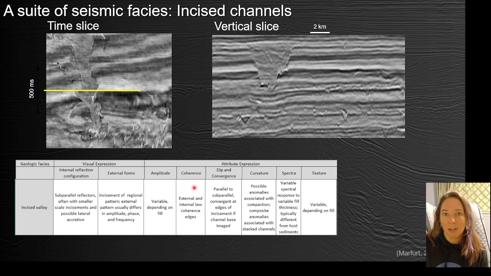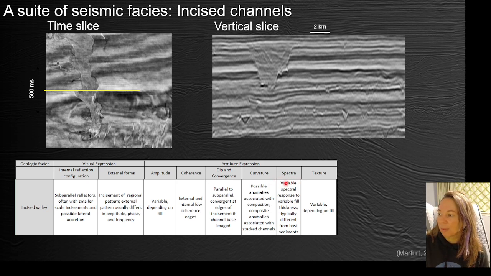In terms of coherence, will coherence give us information? In this case, yes. We'll get kind of that external low coherence edges of the channel. Dip and convergence, so we can break down what we would expect for channels. They would be parallel to subparallel. They perhaps become convergent at the edges of incisement if the channel bases happen to be imaged, which they aren't always. Curvature, we could see some anomalies related to compaction.